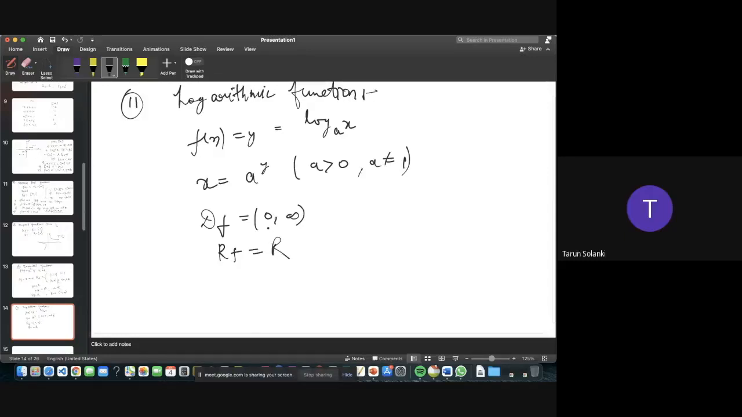Okay, so in this particular case, the function f(x) is equal to log base e of x. This is called the natural logarithmic function, and f(x) equal to log x base 10 is called the common logarithmic function, right?